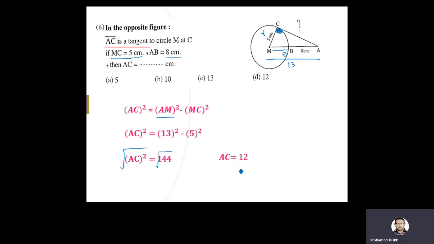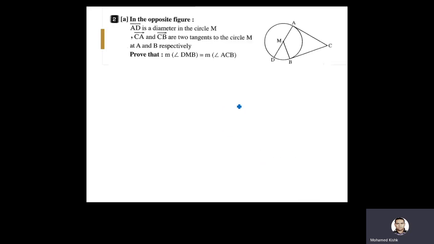That means AC will be 12 centimeter. Okay, let's go to the next question, and I hope it will be easy for you. Next question. In the opposite figure, we have AD is diameter, so it's one line, and AC and BC are two tangent of a circle. Okay, let's start with this data.